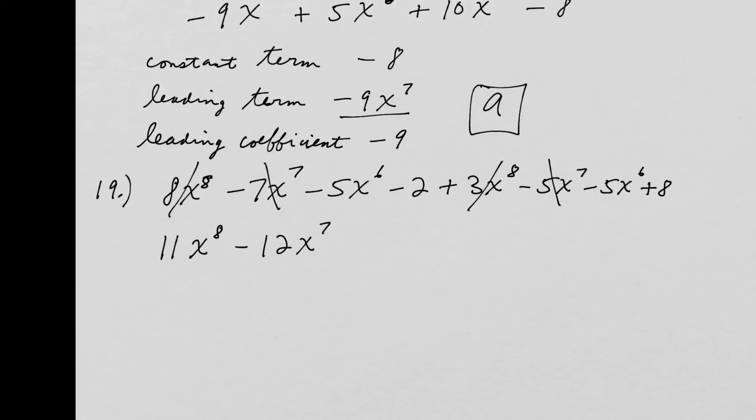Then x to the 6th terms, I have negative 5x to the 6th, another negative 5x to the 6th. So negative 5 minus 5 is negative 10x to the 6th. And then for the constants, I have a negative 2 plus 8. That's going to be plus 6. Okay, so that should be it. So let's see, 11x to the 8th minus 12x to the 7th minus 10x to the 6th plus 6. It looks like it is again A.